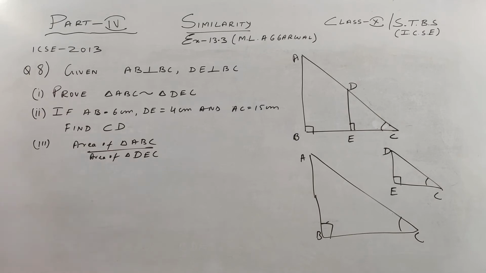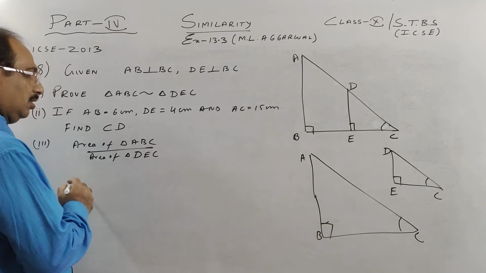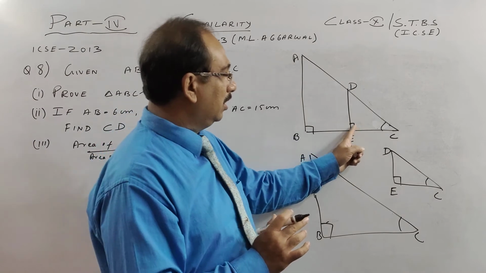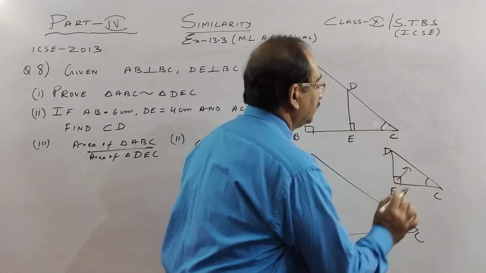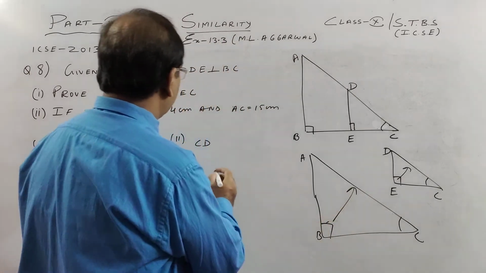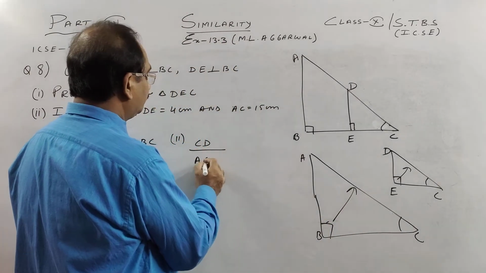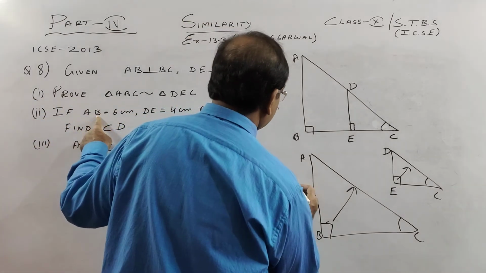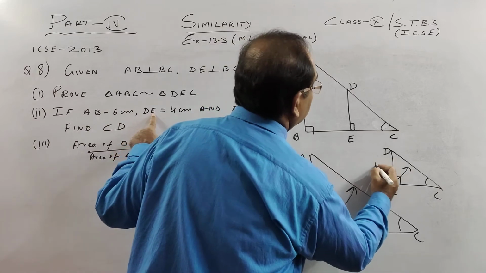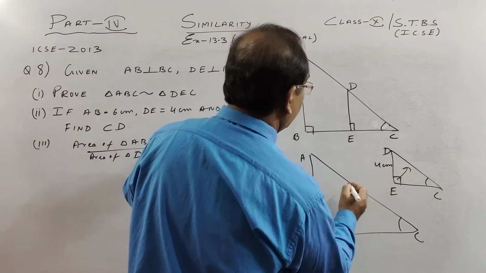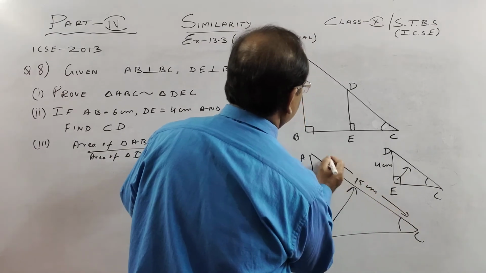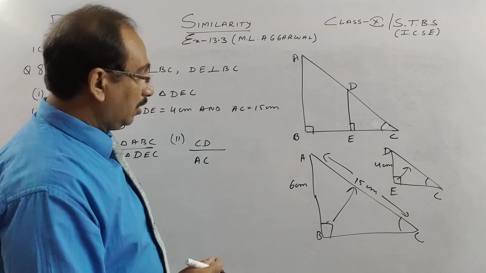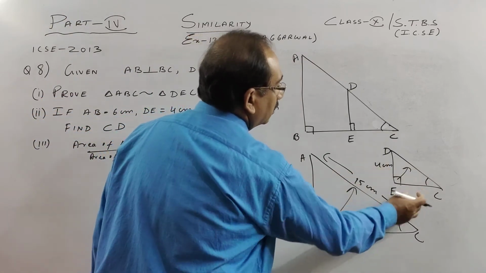So let us see how we solve for CD. Generally what I do, children, see here, CD in this triangle is opposite to 90 degrees in the small triangle. What is opposite to 90 degrees in the big triangle? They are corresponding. It is your AC. Now let us first see what is given. AB is 6 centimeter, DE is 4 centimeter, and AC is 15 centimeter. We have to find CD, which corresponds to AC. Now see, these two things are given in this triangle, so I will not take these two sides' ratio.